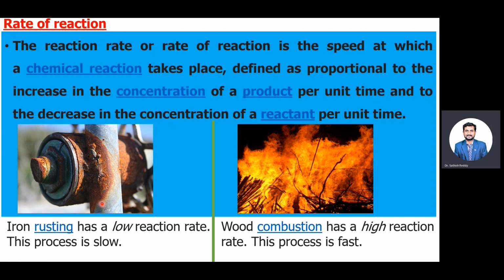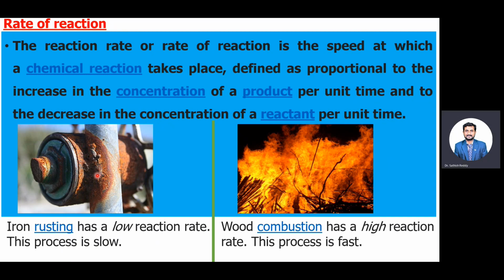For example, you take rusting of iron. Iron rusting has a slow reaction rate; the process is slow. Iron is degrading and it will become a powder. Combustion of food is a fast reaction. So these reactions depend on time.